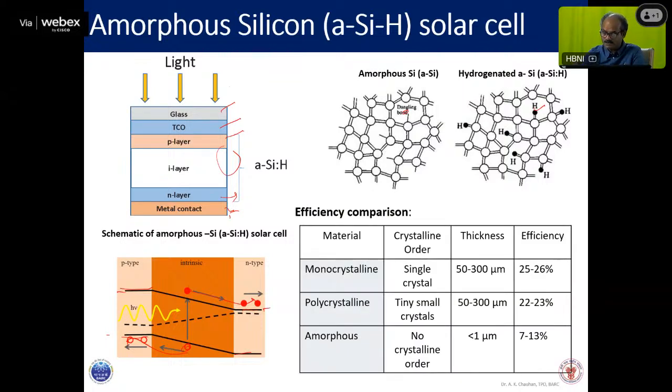So this is the efficiency comparison, as we already compared between monocrystalline and polycrystalline. If you compare with the amorphous, the efficiency of amorphous is very low. But you can see that you are compensating in the thickness. The thickness of this solar cell is very small, so it is very cheap. You are using very little material. That is fine if you have very low power devices where you can use these solar cells.